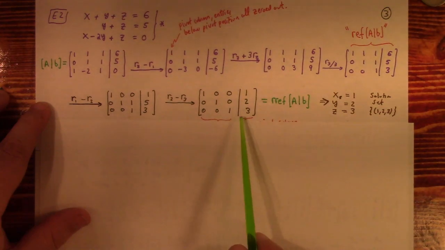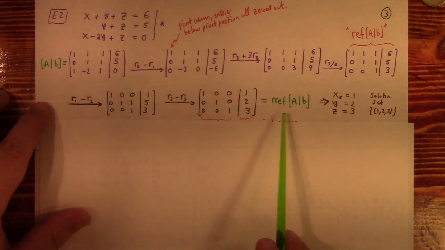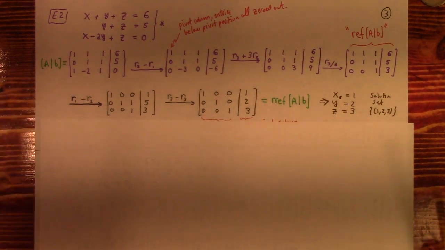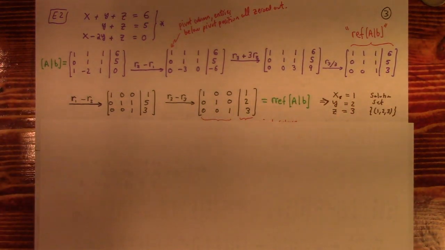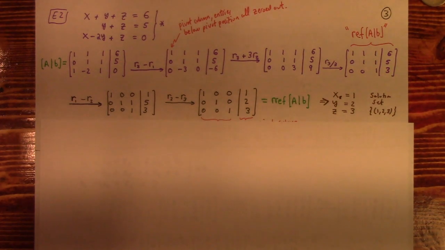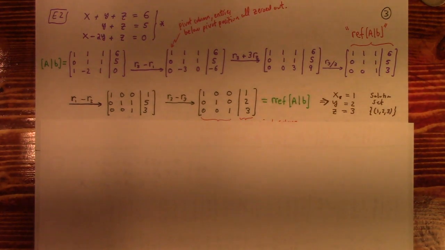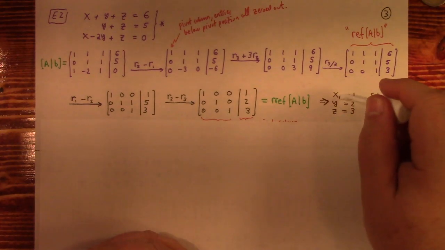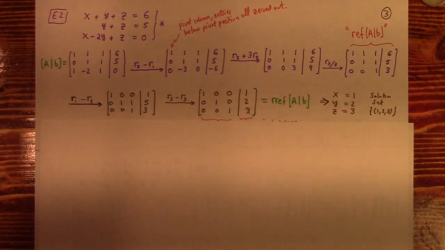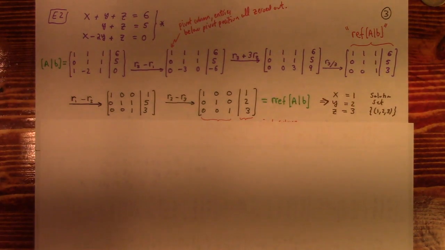You just read the solution off. This says z equals 3, y equals 2, x equals 1. And so here, the solution is (1, 2, 3). The solution set is a singleton, a funny-looking set containing just one element. You know, a singleton. It sounds like an insult, right? You're such a singleton. All right.